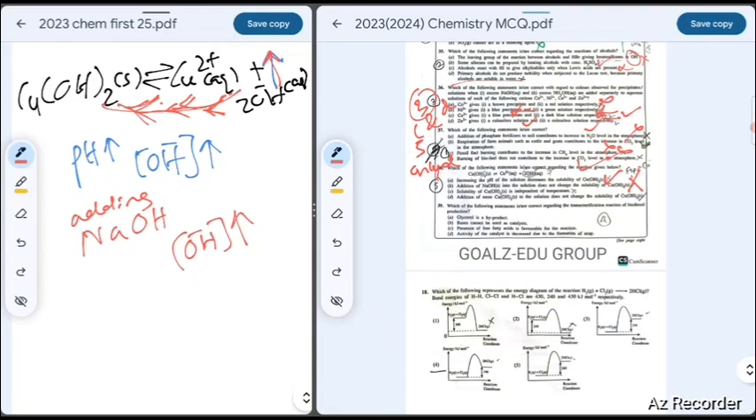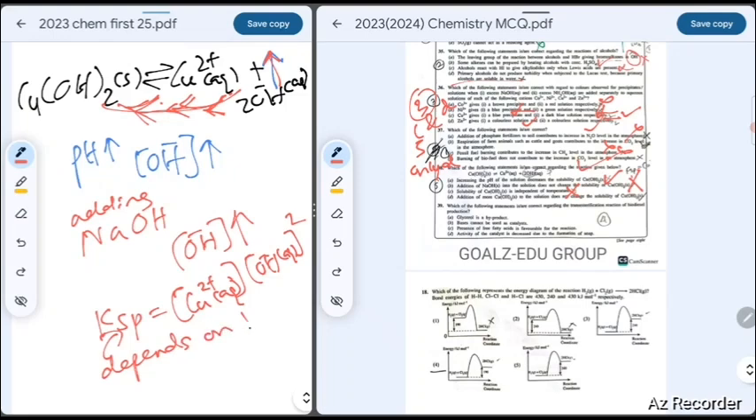C statement, solubility of Cu(OH)2 is independent of temperature. That is wrong. Why? Because this goes with Ksp, the solubility product. You all know that Ksp is equal to the Cu2+ aqueous concentration times the OH- aqueous concentration squared. This Ksp depends on temperature. When there is high temperature, Ksp increases. So it changes with temperature. Therefore, the statement that solubility is independent of temperature is incorrect.